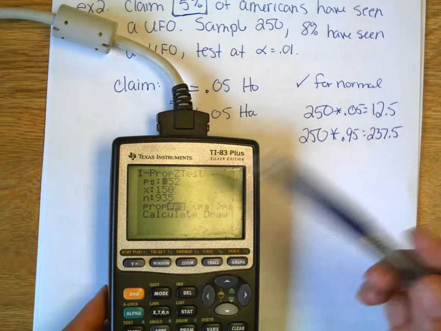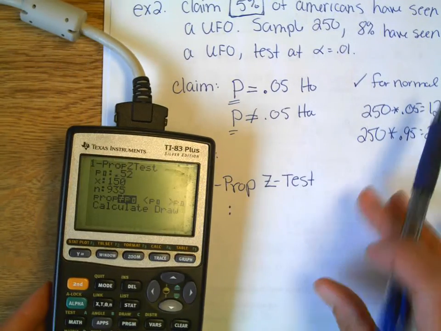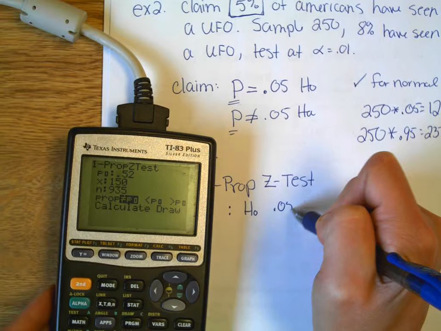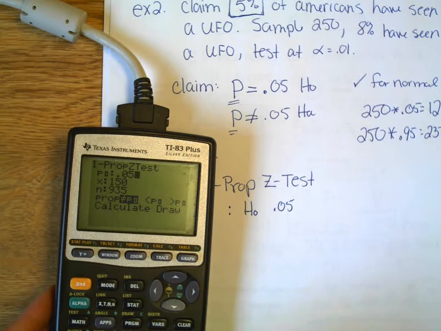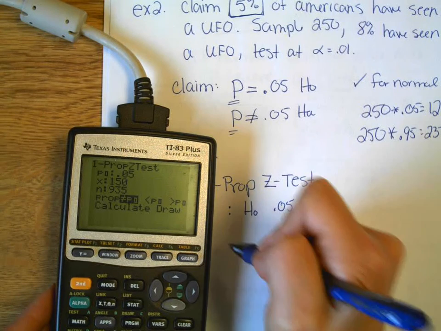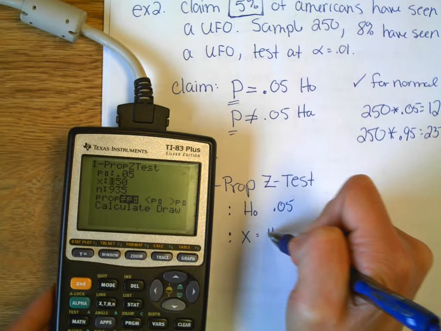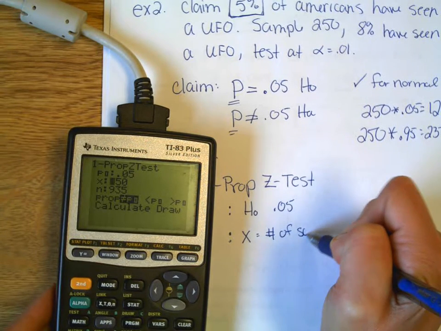P0, what do you think P0 is? 0.05, from the H0. You want the H0 value here, so that would be 0.05. X, what is X on these problems? Is it the sample proportion, 8%? No, X is the number of successes from your sample.